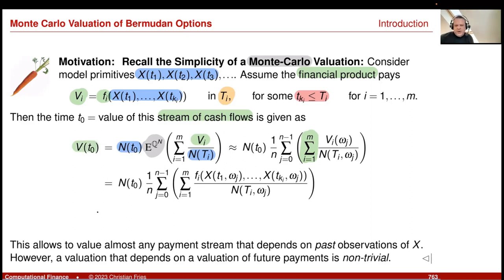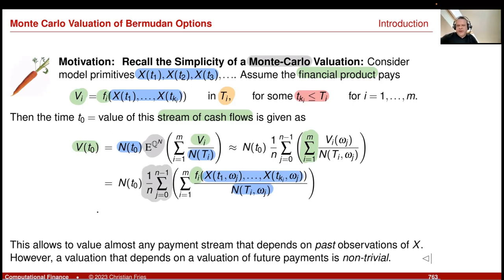So really, now you plug in the function that represents the payment in terms of your observed quantities. I have here my observed quantities, X observed in T_1, X observed in T_2, and so on, up to T_k_i. So the quantities that I need to calculate the payment in T_i, the payment V_i. Then you apply your function of the financial product, maximum function, whatever that is, divide by the numeraire, sum all these payments up, and take then the Monte Carlo average: sum up all the collected values and divide by the number of sample paths. So this here is now my Monte Carlo approximation of the expectation.